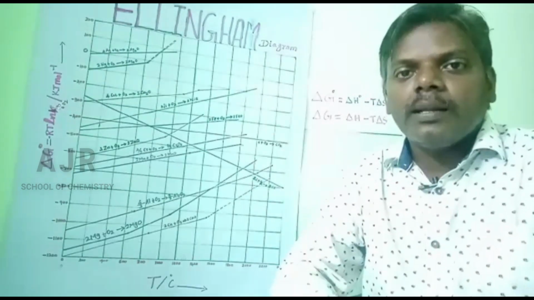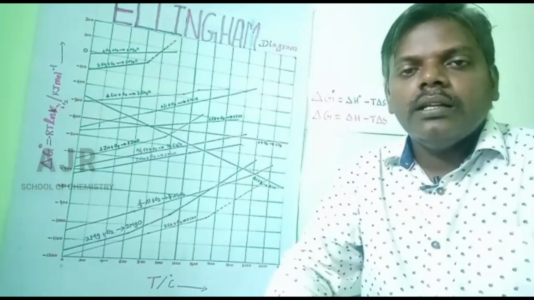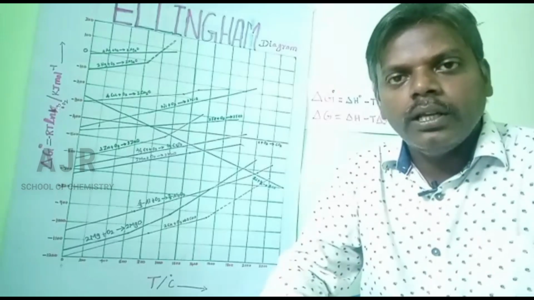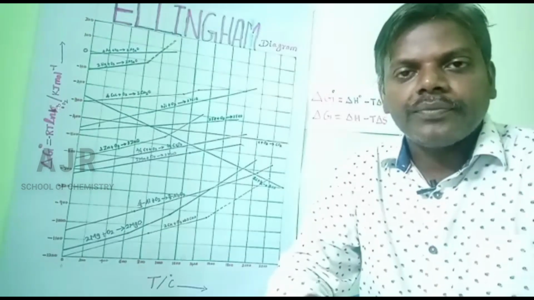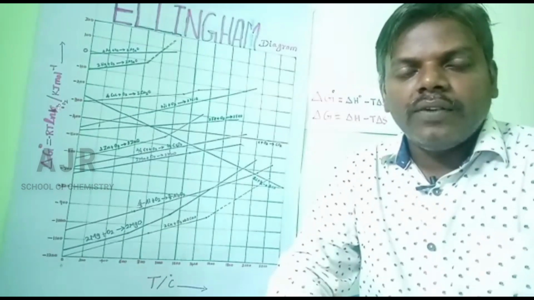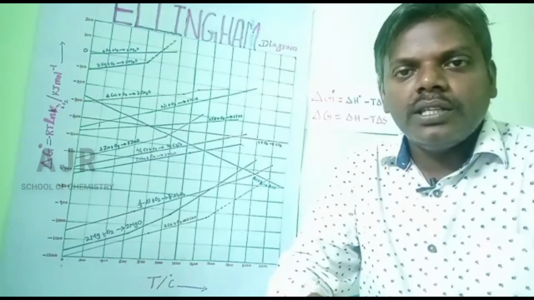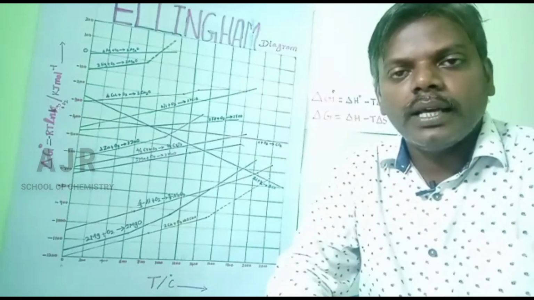The graphical representation of variation of standard Gibbs free energy for the formation of various metal oxide reactions with the temperature is called the Ellingham diagram.